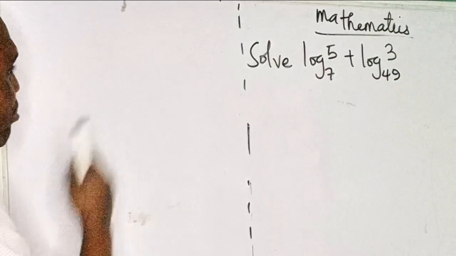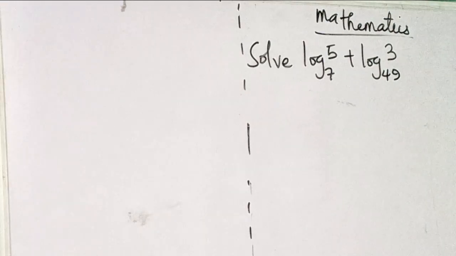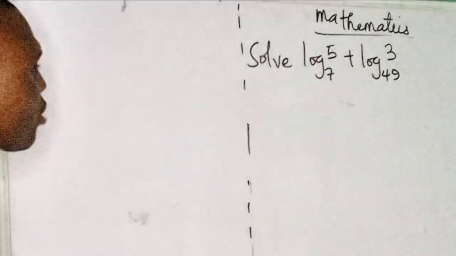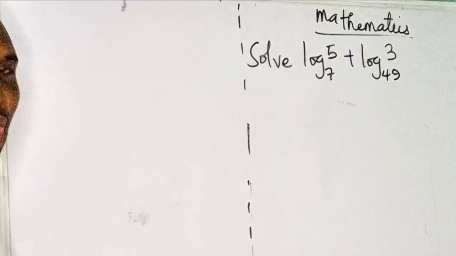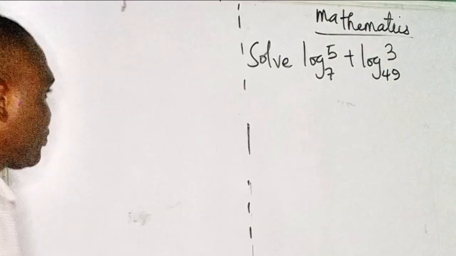Today we shall be looking at mathematics. Now we have a question on the board. It reads, solve log 5 base 7 plus log 3 base 49. How do we solve this question? Let us go.